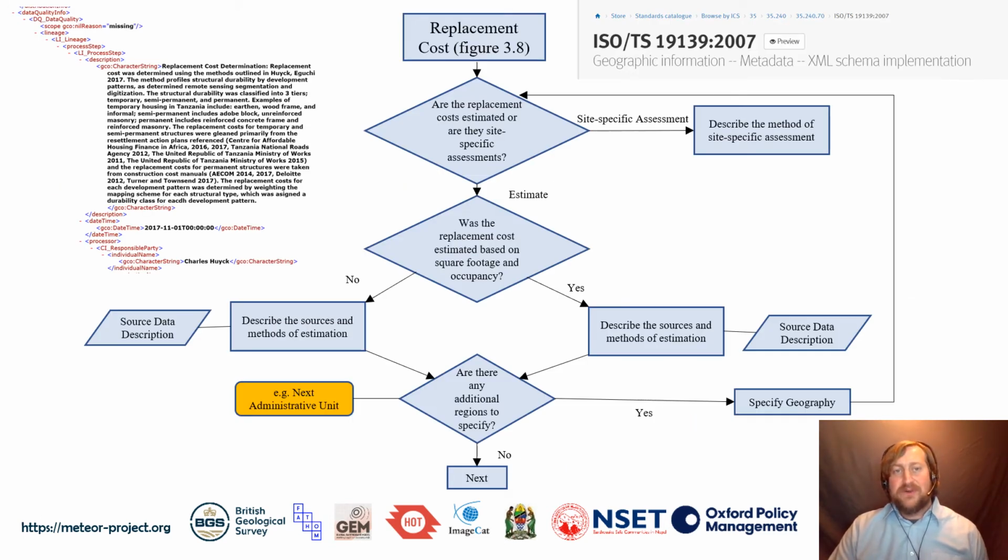This shows the result of taking the flowchart that we looked at previously and translating it into a section in the actual metadata XML file. The section of metadata in the upper left corner describes how replacement cost was determined for this country, including sources and references. As you can see, it's written in paragraph form, as it's meant to be easily referenced by the users of the exposure data.